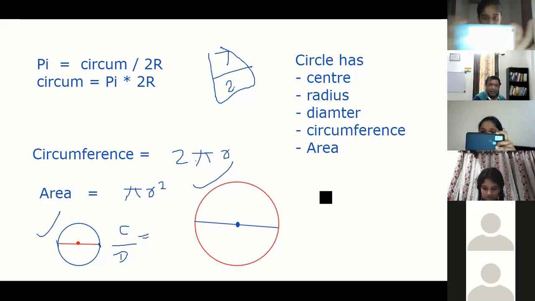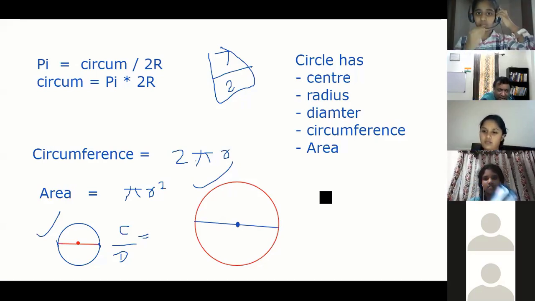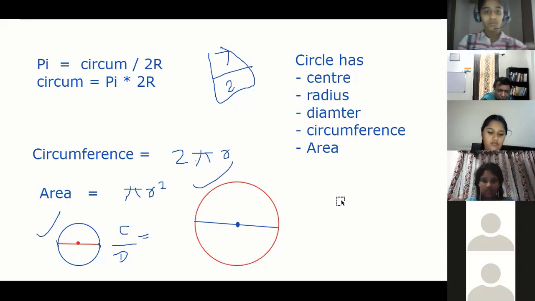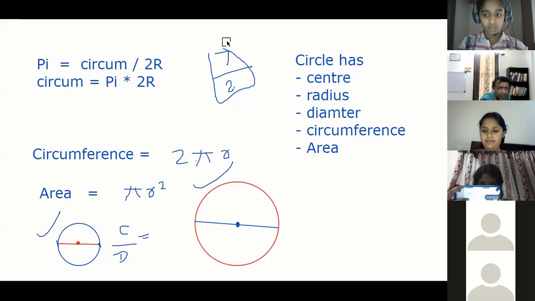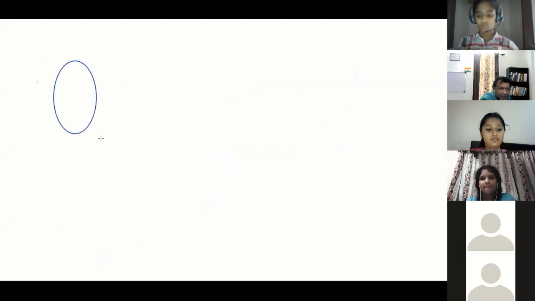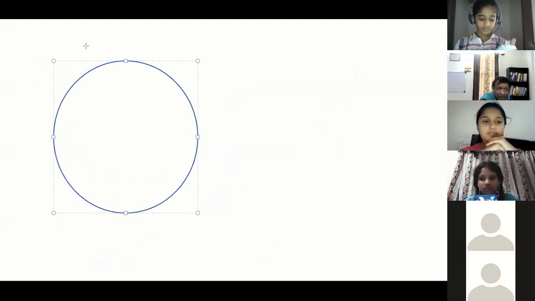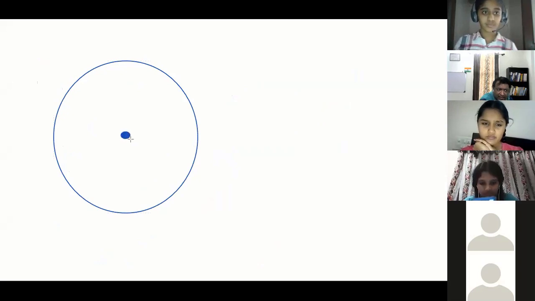Okay, everybody is clear? Circumference, radius, diameter. Diameter is 2 times the radius. Good to go, let's move on. Now if I draw another circle, we talked about radius. See very carefully. This is the center, correct?